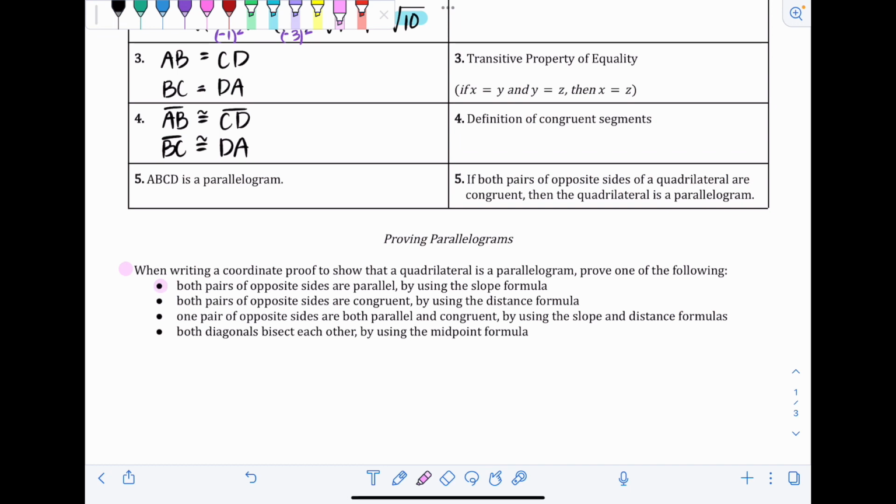First, both pairs of opposite sides are parallel. We've done that in the past using the slope formula. The next one is the one we just did, proving that both pairs of opposite sides are congruent. That's the distance formula. The third one, prove that one pair of opposite sides are parallel and congruent using the slope and the distance formula. So you'd have to use both, but just for one pair of sides instead of two. And the last one, prove that the diagonals bisect each other using the midpoint formula. The diagonals go from opposite vertices, so it would be A to C or B to D.